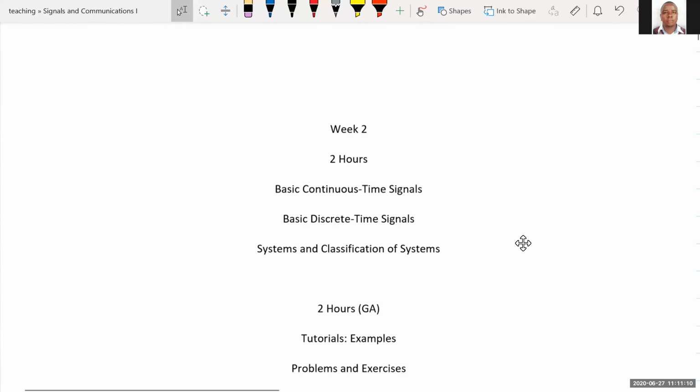Okay, so this is week 2. We are going to be discussing a few concepts like basic continuous time signals and basic discrete time signals. And objective 3 will be to do some classification of systems. Of course, definition of systems, and then some classifications of systems. So that is our subject for today.